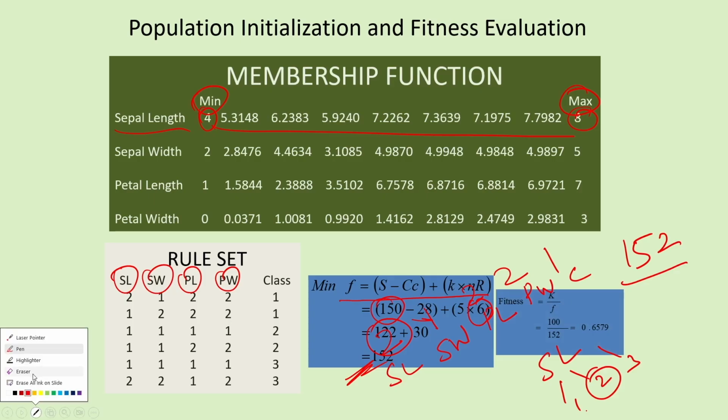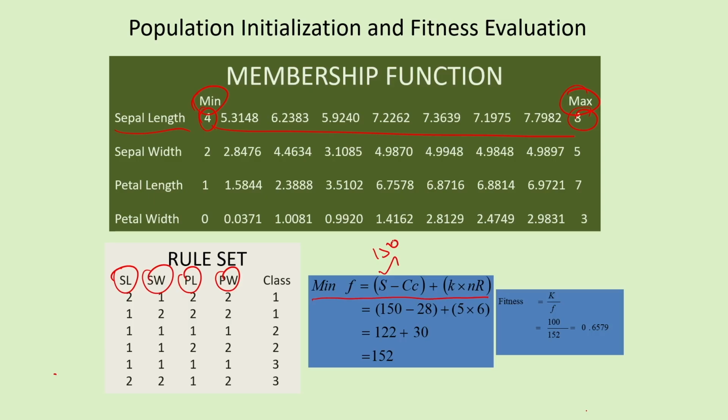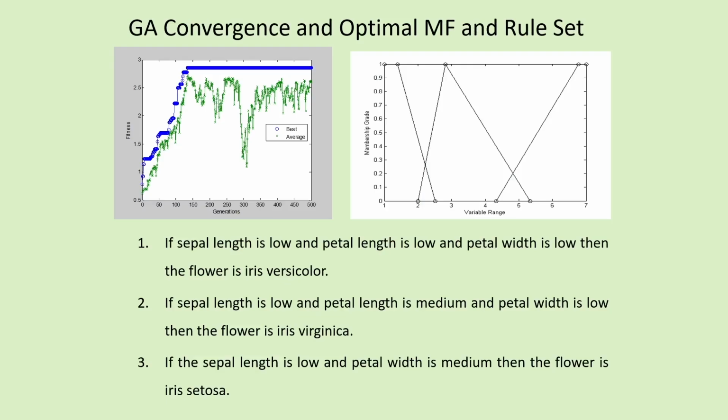So here an eraser is there. I will erase this so that you can know very well how this fitness has been generated. See, the minimum fitness f of s equal to s, s is 150. How many data are there? 150 data. For the particular form, the data generated is 28, the rule is 6. So fitness is calculated like this. This is the evaluation of the objective function, and this is the fitness value. Like this you calculate it for every variable available in the data. If you do so, you get the final membership function.